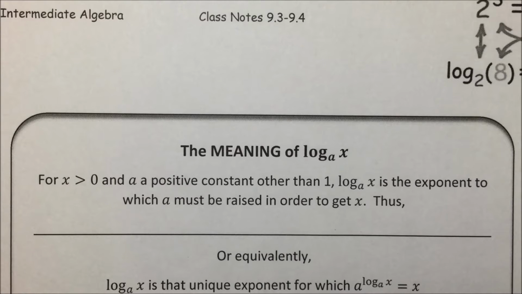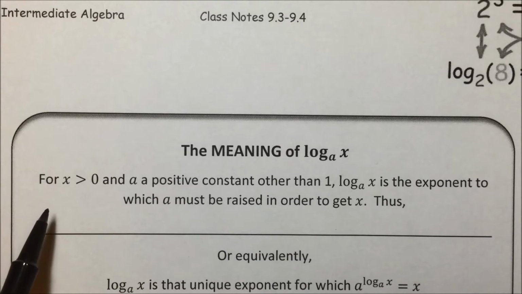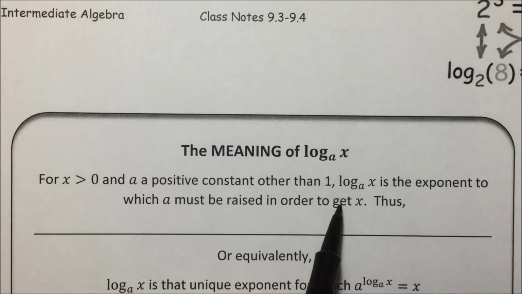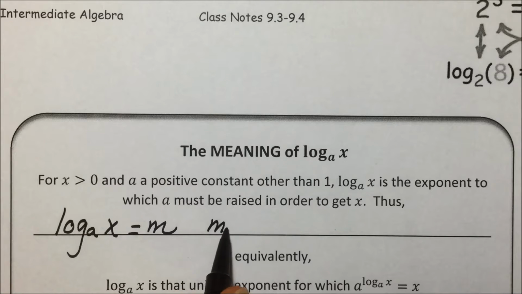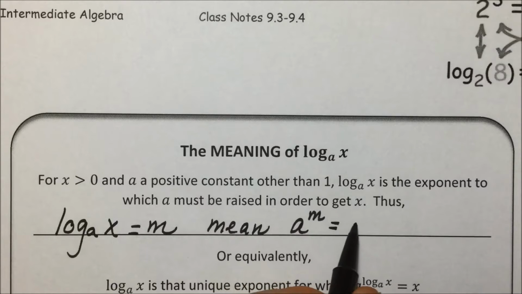And the meaning of log base a is the following. For x greater than 0 and a positive constant other than 1, that being the base, log base a of x is the exponent to which a must be raised in order to get x. Thus, when you have log base a of x equal to m, we can think of this as the exponent: a to the m is equal to x.